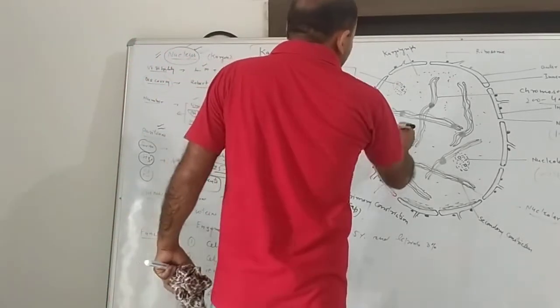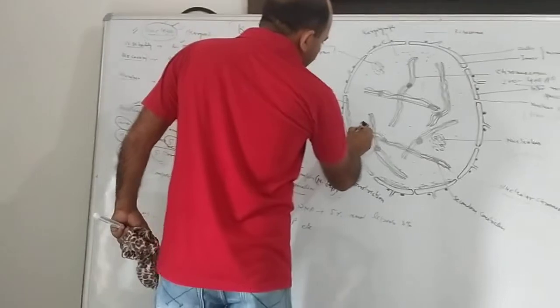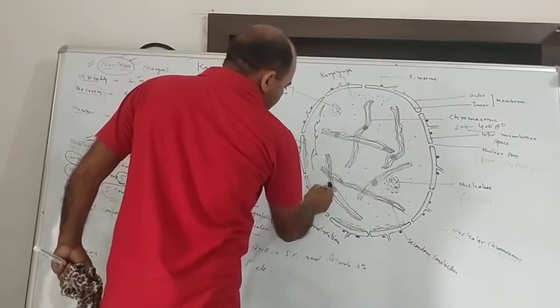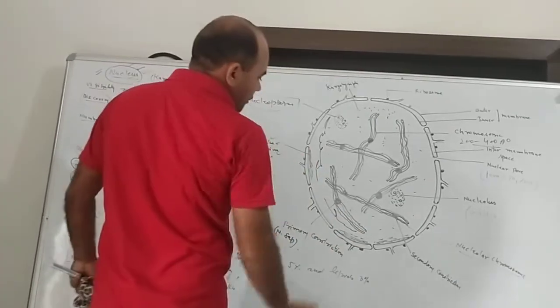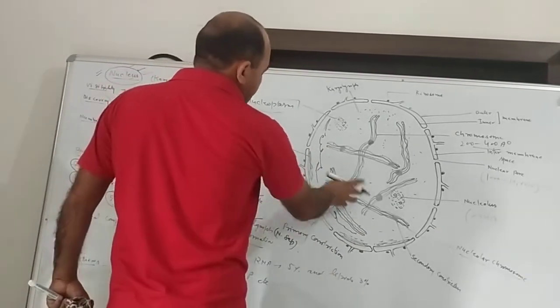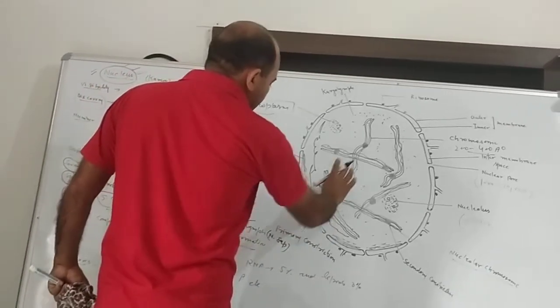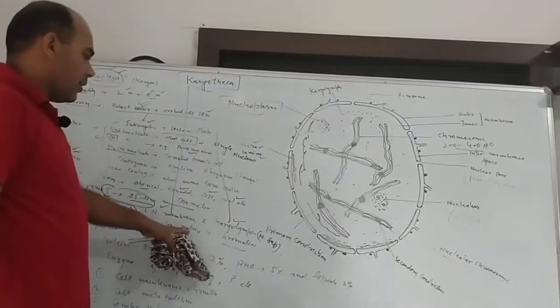Inside that, the matrix is made up of fine protein fibers. These fine protein fibers maintain the shape of the chromosome. They maintain the shape of the nucleus. So these are called nuclear matrix.